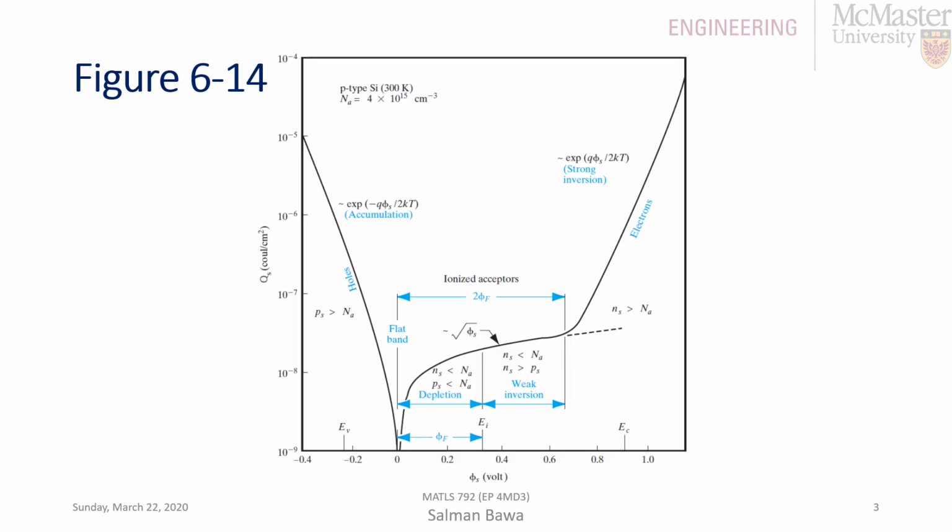This is figure 6.14, and there are three important parts of this graph: the falling exponential on the left, the declining rise in the center, and the rapidly rising exponential on the right-hand side of the graph. Also note that this figure is of a p-type silicon at 300 Kelvin with doping concentration N sub A equals 4 times 10 to the power 15 per centimeter cube.